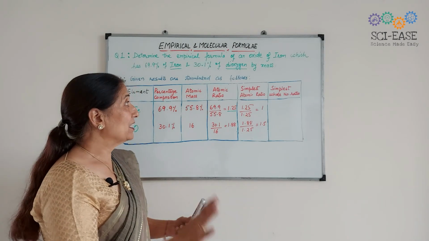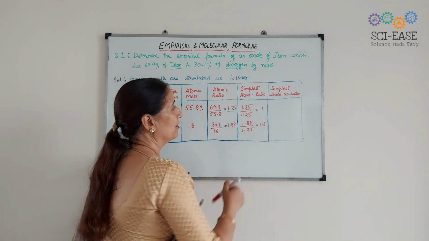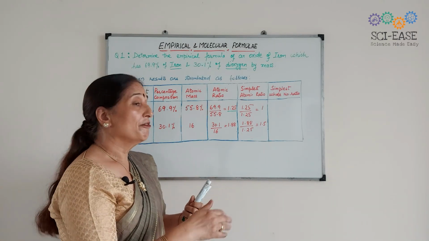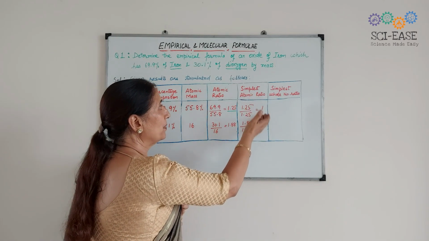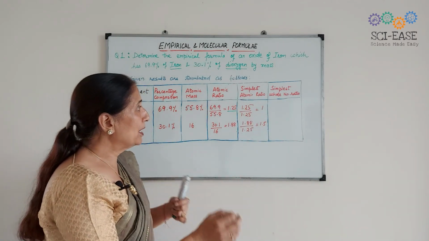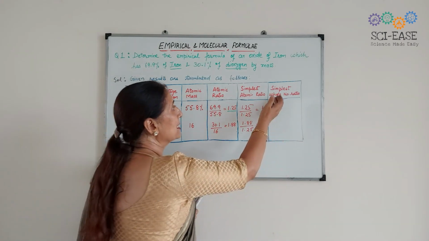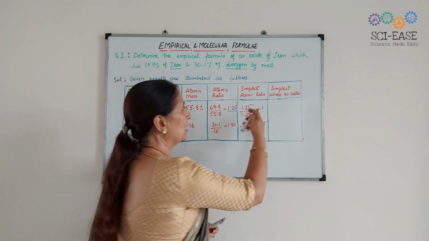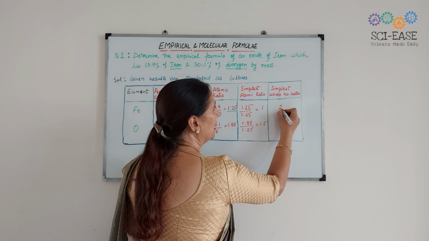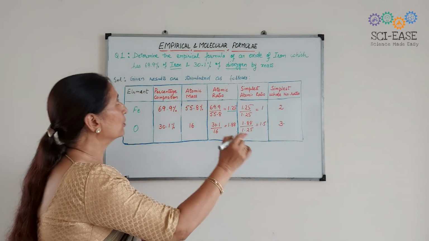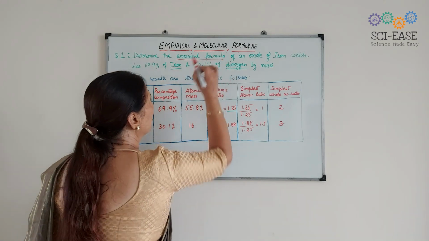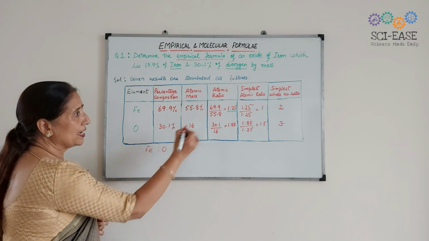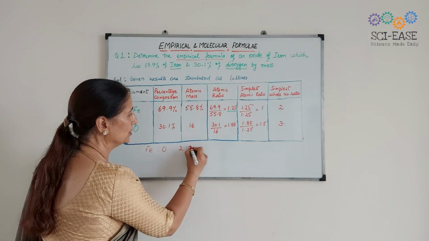As you know that we can't use fractions in forming the formula. So for the simplest whole number ratio, we have to multiply this atomic ratio by some number. So here we will multiply it by 2. So this will come out to be 2 and this will be 3. So we have to calculate here only the empirical formula. So iron and oxygen are in the ratio of 2:3.